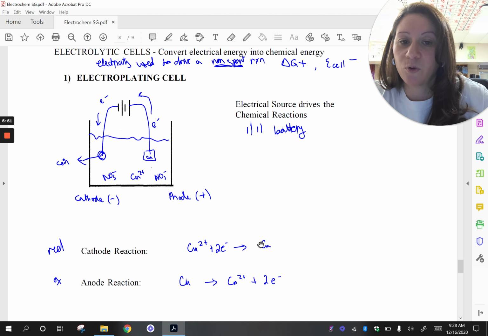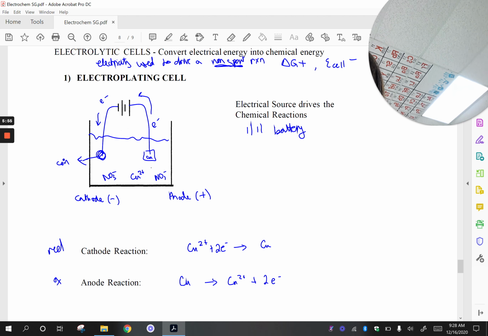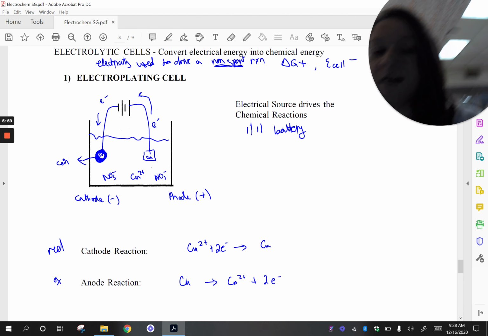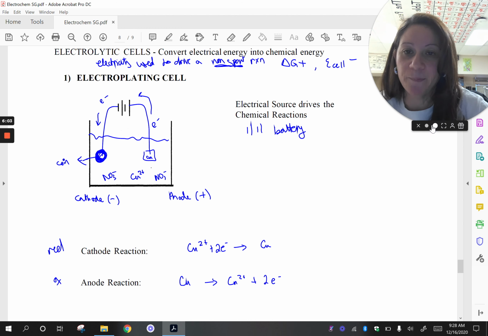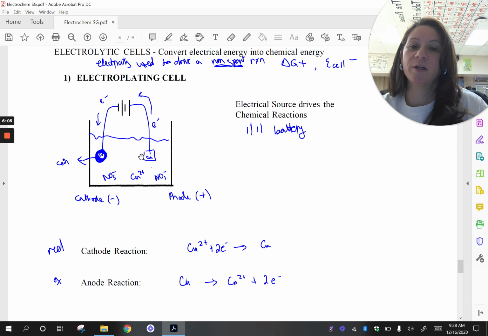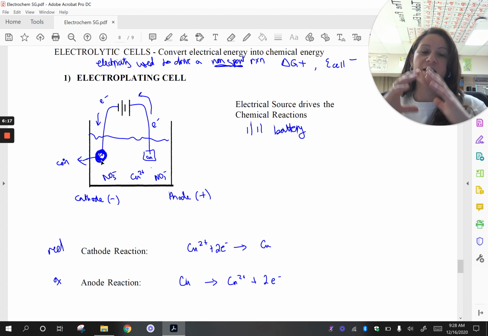Where is the copper going to go? It's going to deposit on my coin. And so as time goes by, I'm going to keep plating that coin with copper. So as time goes by, this piece of copper is going to get smaller and smaller and smaller because it's undergoing oxidation, turning into copper 2+ and electrons. And as time goes by, this coin is going to get a thicker and thicker layer of copper on it.